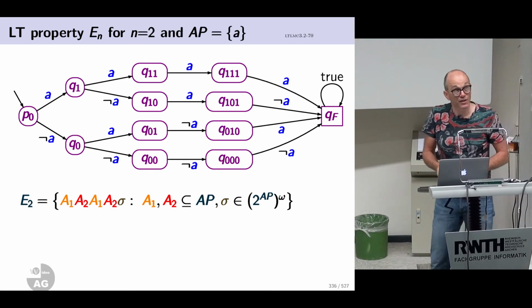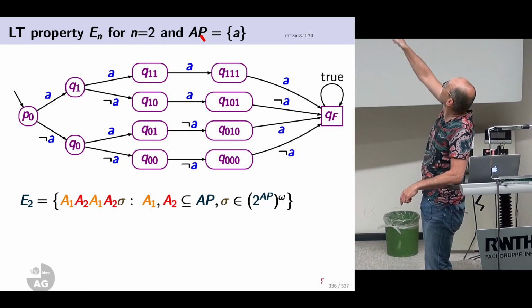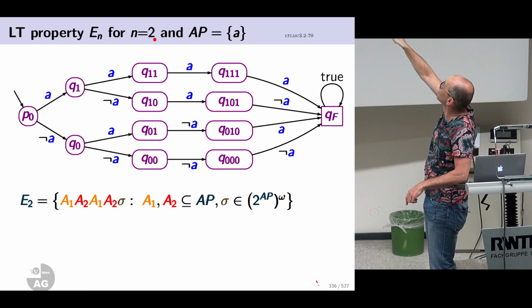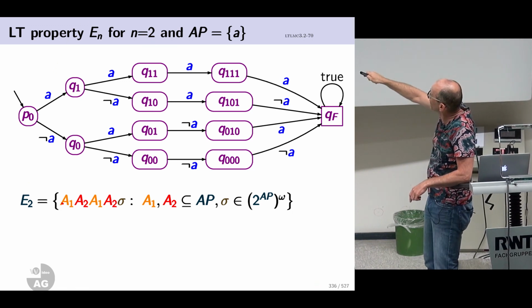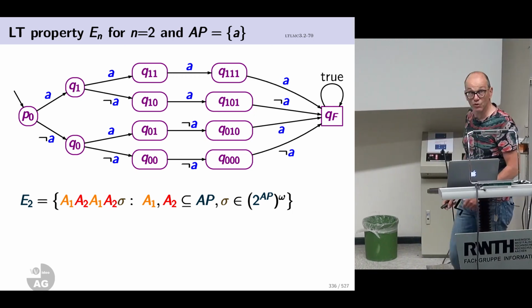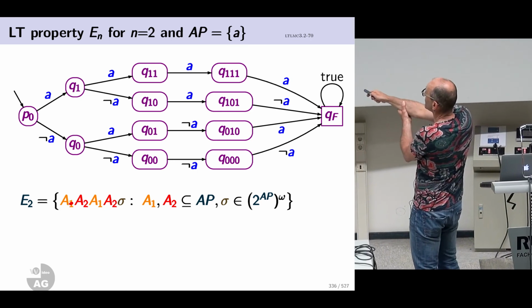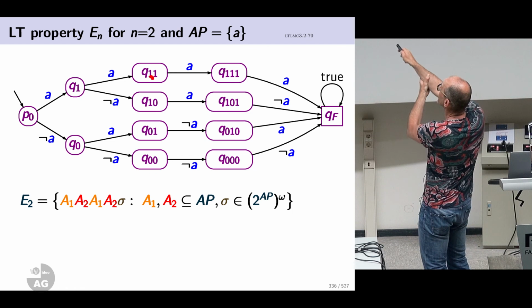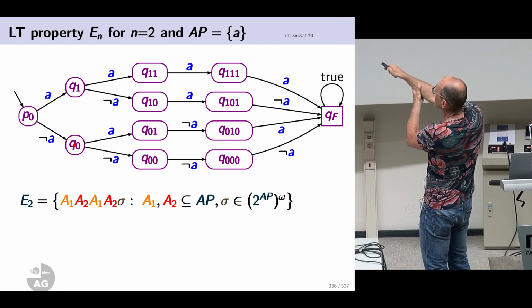Now let's expand n a bit. So again, I restrict myself to a single atomic proposition, but n equals 2. So now I look at the words A1, A2, followed by A1, A2, followed by something. Now my automaton first has to have all the possibilities for A1, A2, so I have something of the form A, and then I can choose between A or not A, or I can have not A, and then I have A and not A.